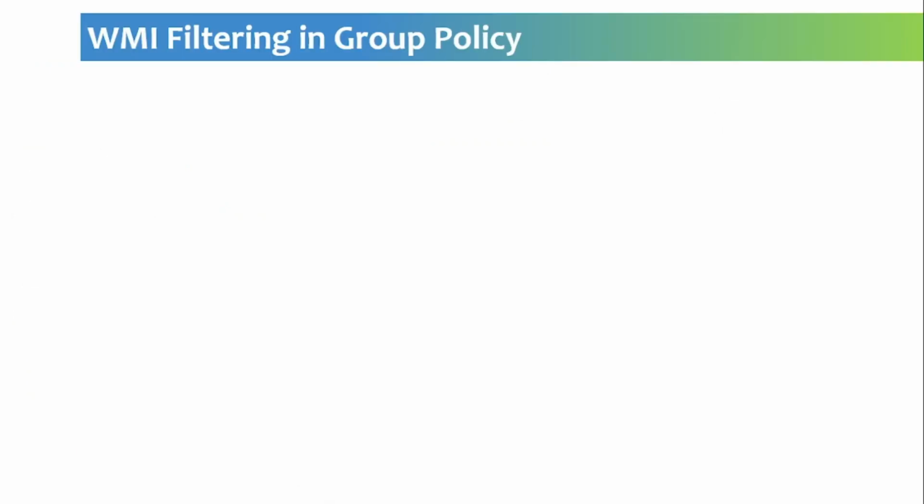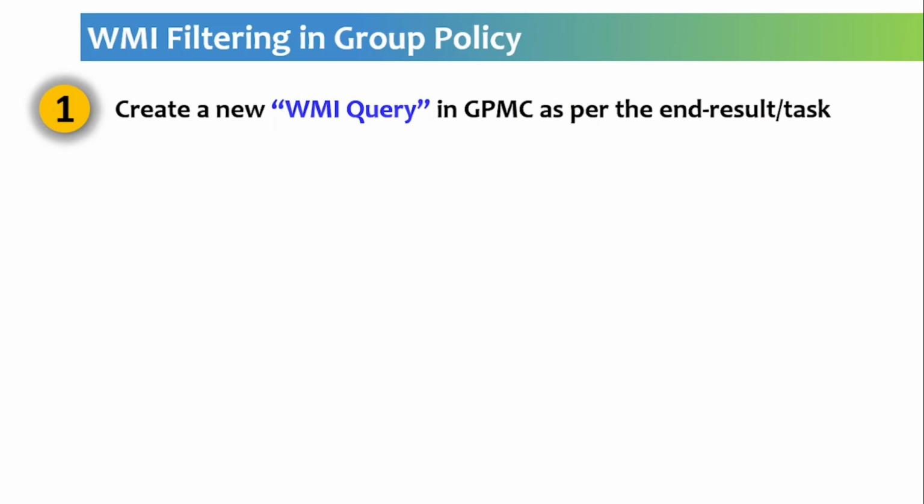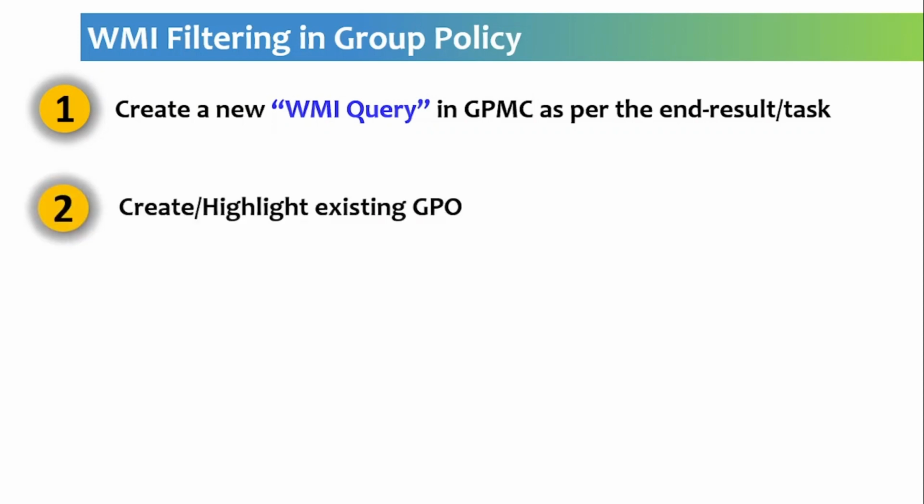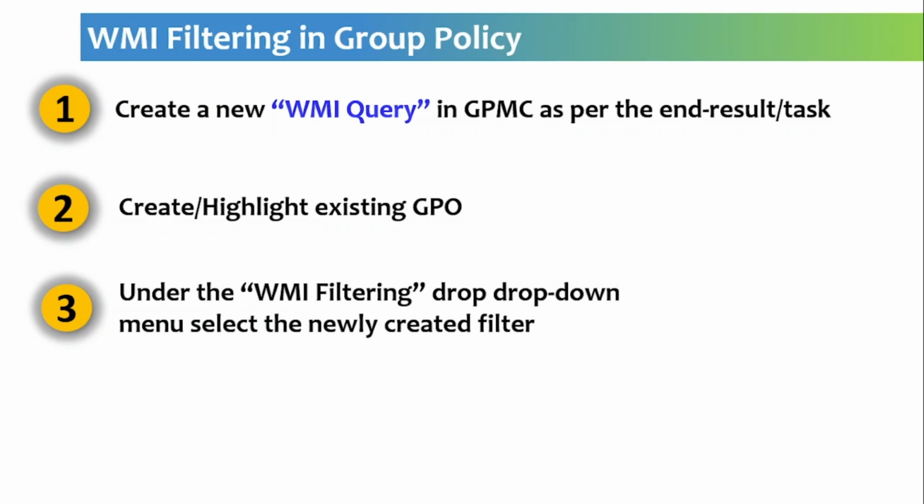So, WMI filtering in our group policy. How to achieve this task now? First things first, we have to write a new query as per the end result. It can be all Windows 7 machines or all Windows Server 2012 R2 machines, whatever the query. Then we have to either create a new group policy or just highlight an existing one, and under the WMI filtering drop-down menu, select the newly created filter.